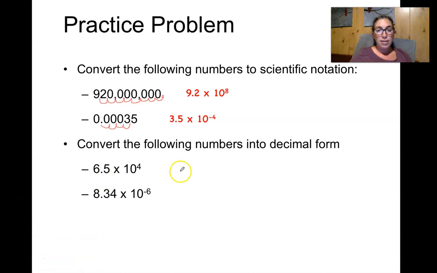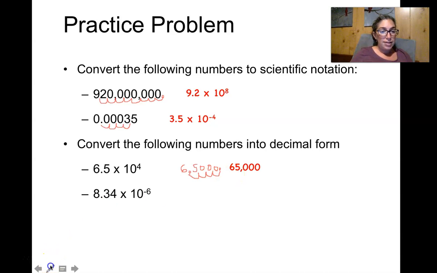In this first one, I'm just going to rewrite it so I have room for my zeros. 6.5. All right, and I want to move this 4 places, make the number bigger because this is a positive exponent. So we're going to go 1, 2, 3, 4. So our decimal place is now right here. We need to add some zeros in those spots as placeholders. So our new number is 65,000.